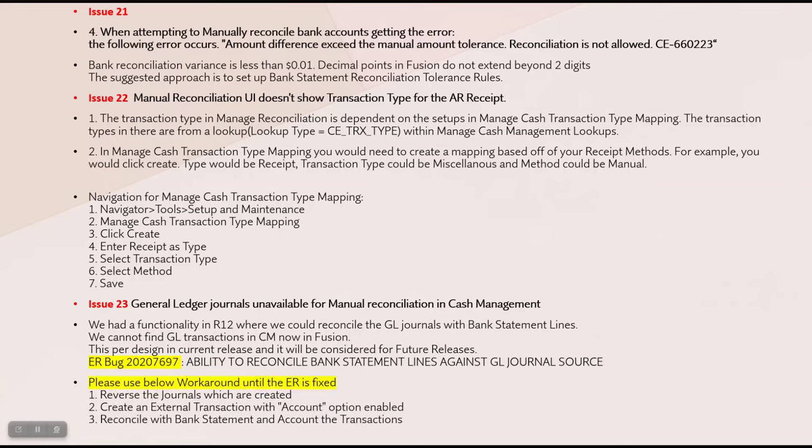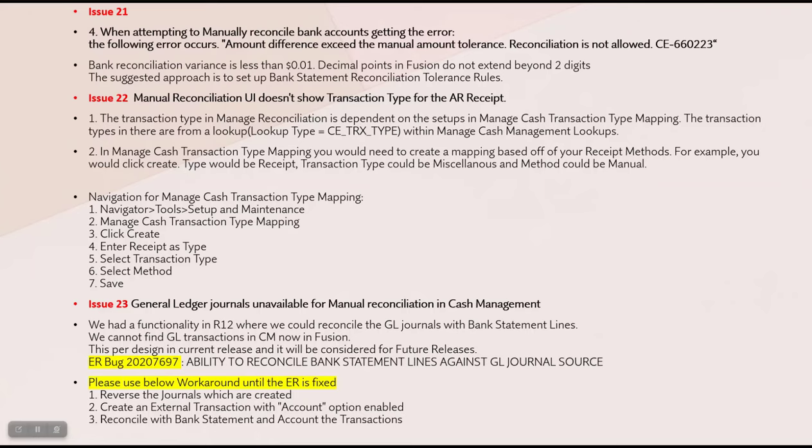It's like a bug, but again, you have to either reverse journals, or create an external transaction with the account option enabled, reconcile it with the bank statement and account the transactions. You have to check the release of your organization first. After that, there is one setup.